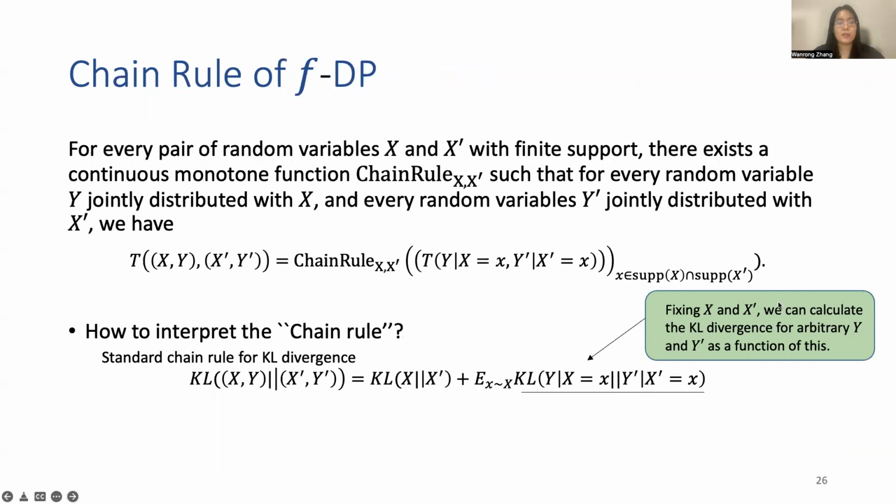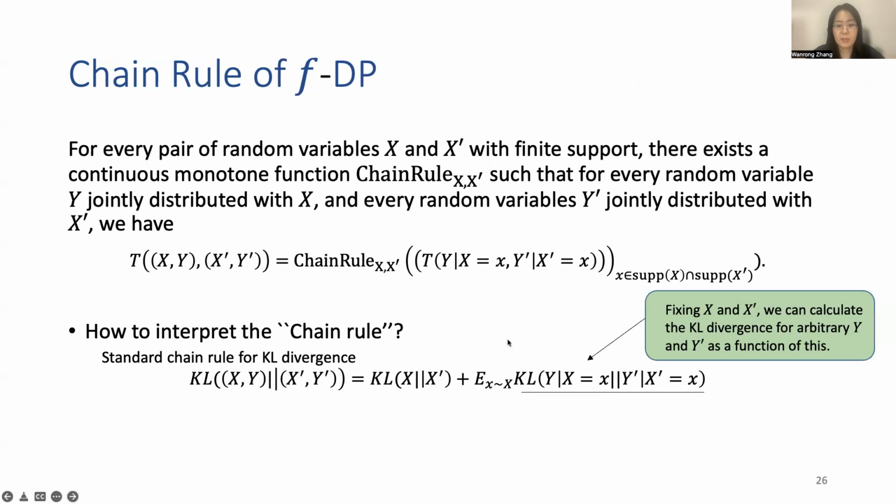And another property we show is this chain rule. This terminology, chain rule, is by analogy with the standard chain rule for the KL divergence. So here for the KL divergence, fixing x and x prime, we can calculate the KL divergence for arbitrary y and y prime as a function of this. So similarly, the chain rule for the trade-off function says that there exists a continuous monotone function, the chain rule, such that the trade-off function between xy and x prime y prime can be determined by a collection of trade-off functions between y and y prime conditioned on x and x prime through this chain rule function.